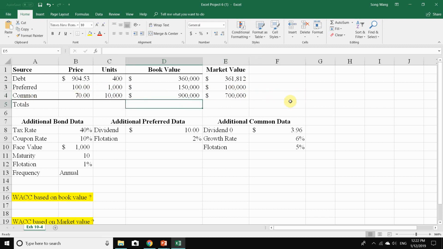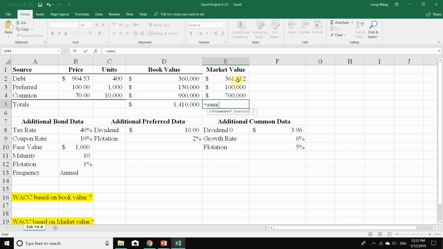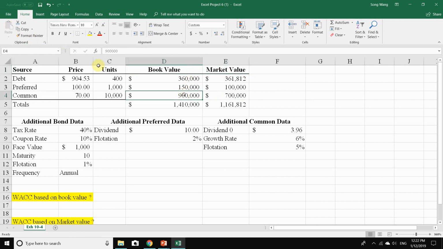Okay, and then you can get the percentage weight for the WACC. The percentage weight, basically you need to first find the summation of the values. So for the book value it is right here. Okay, and for the market value it is also the summation of all these individual capitals. Okay, and I'm going to use the format painter to apply the same format for these cells, or just to apply the borders around the numbers. Okay, and then you can get the market value weights and book value weights.